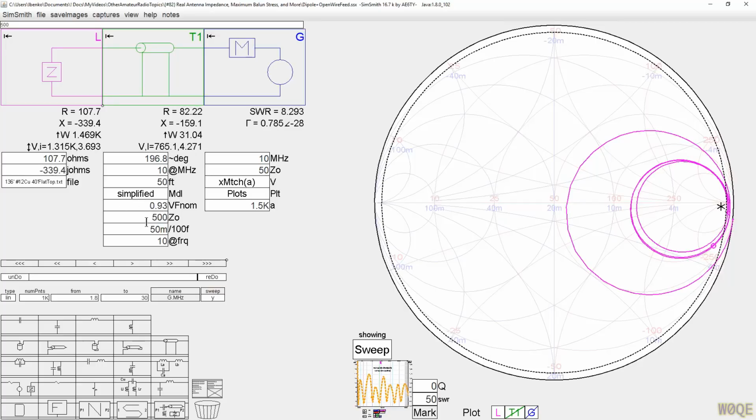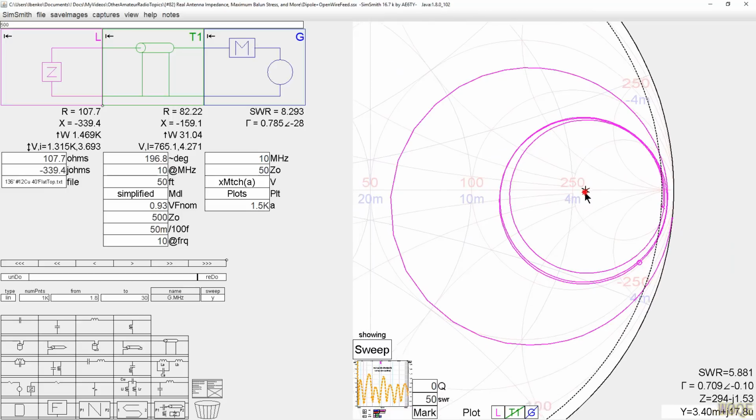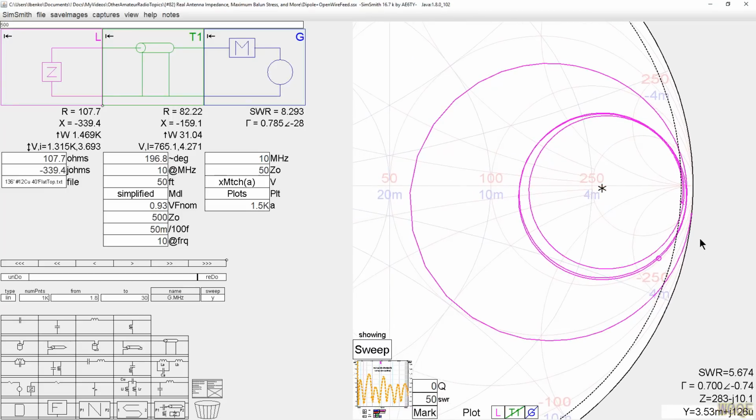93% velocity factor is reasonable. 0.05 dB per 100 feet loss, I don't know if that's reasonable or not, but it's not bad. And we're going to drive it with 1500 watts. So that's, first of all, what we're plotting on the pink curve here is the impedances we see starting down here at 1.8 megahertz, which is incredibly bad impedance to try to match to.